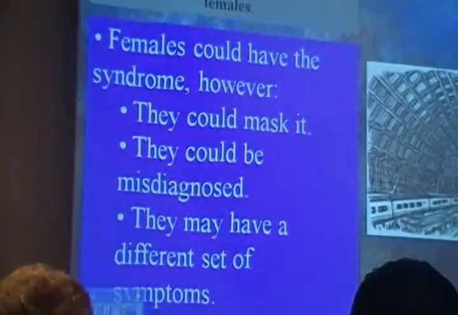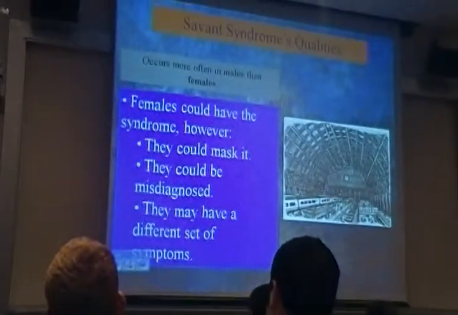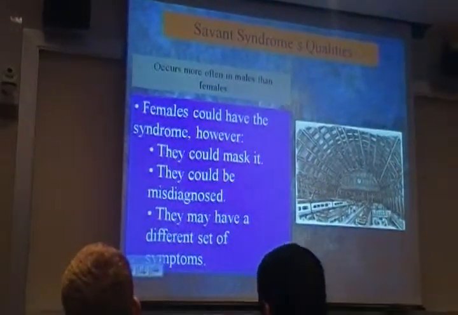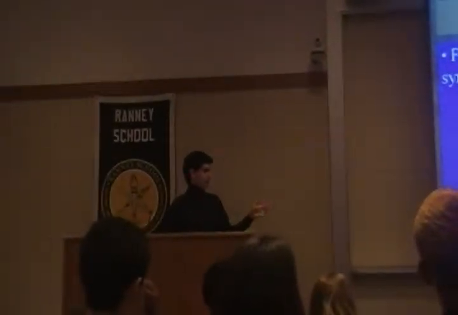So savant syndrome is kind of weird because he's a rare breed because he is autistic. He has Asperger's syndrome, but he doesn't have many of the characteristics. He's very social, but he has some of the mannerisms of it, like he has routines every day and all that stuff. But basically, with savant syndrome's qualities, it occurs more often in males than in females. Again, maybe it's a genetic thing, but there could be some reasons why females could have it.